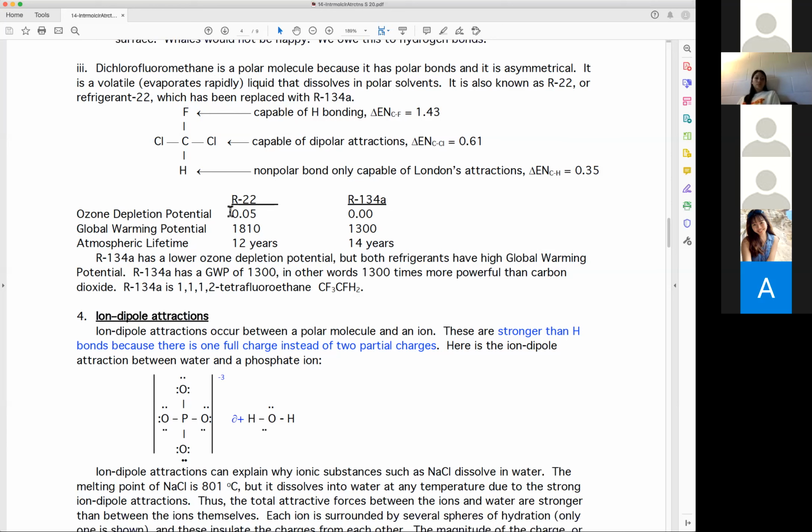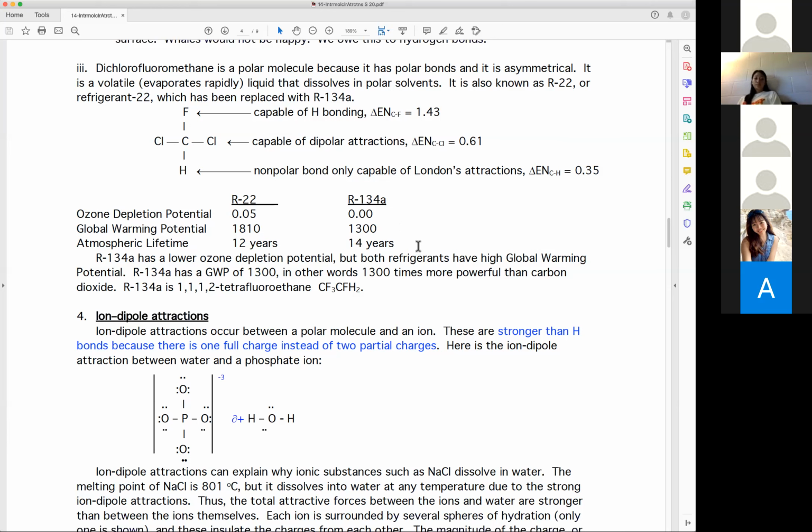So anyway, R22 has been replaced with R134A. Here's the ozone depletion potential. You can see it's almost zero for 134. The global warming potential is a little bit lower, and the atmospheric lifetime, though, is a little bit higher. Okay.